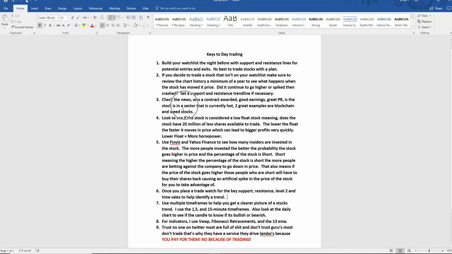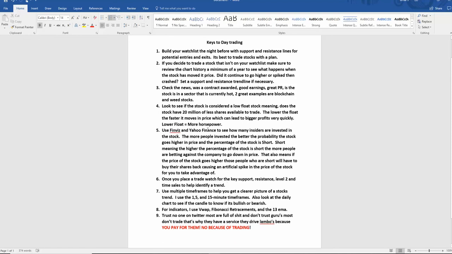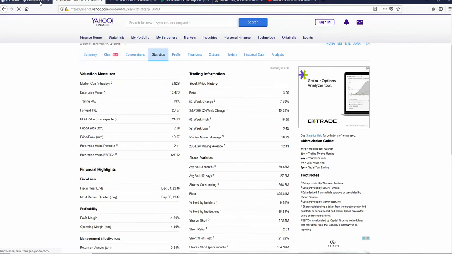Check the news. Check the float. Remember, 20 million or fewer shares is great. That means the stock may move in price faster. Use FinViz and Yahoo Finance to see how many insiders are invested. I've been using Yahoo, but the same thing goes with FinViz.